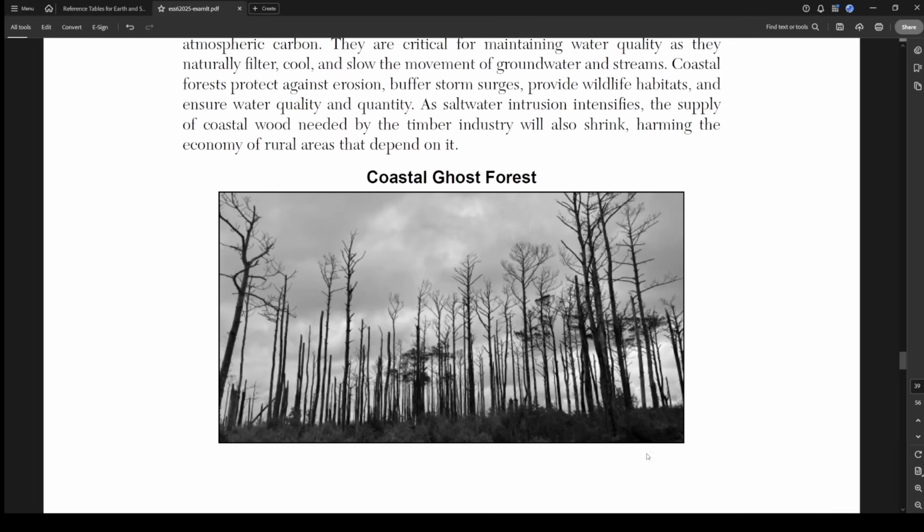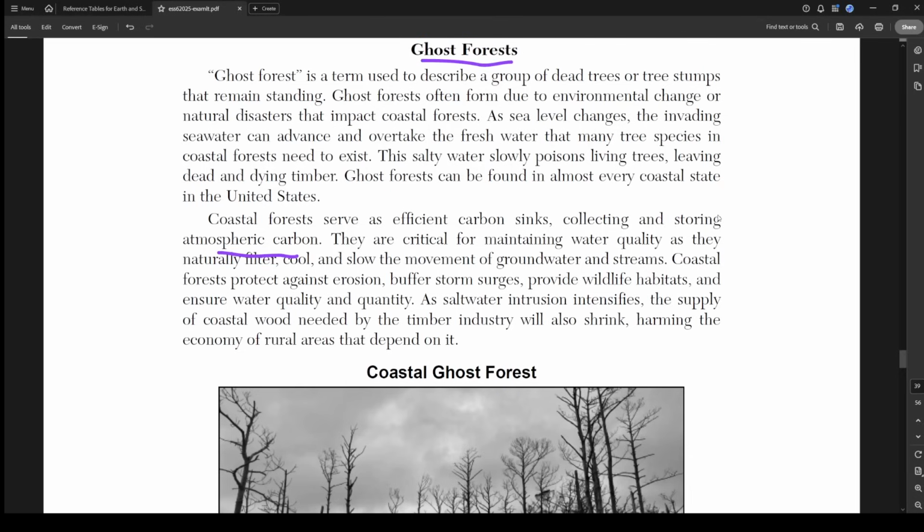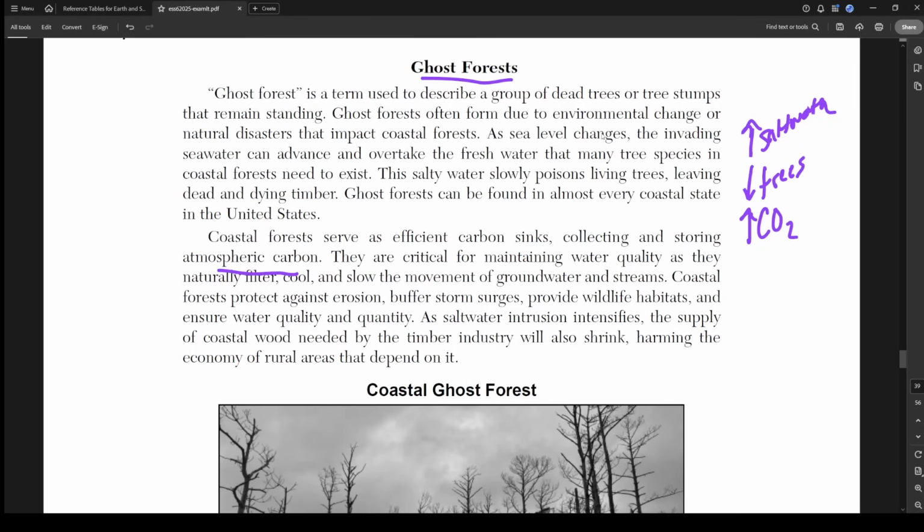Well, that's terrible. So it's essentially using the salt water as drinking instead of the fresh water, which is bad for the tree. Okay. Coastal forests serve as efficient carbon sinks, collecting and storing carbon. Yeah, so they're pretty much saying, increase salt water is less trees because the trees are dying, which means more CO2 in the air because that CO2 is not being pulled in by the trees. As sea level changes, so we could say increase sea level would be more salt water, less trees, more CO2.